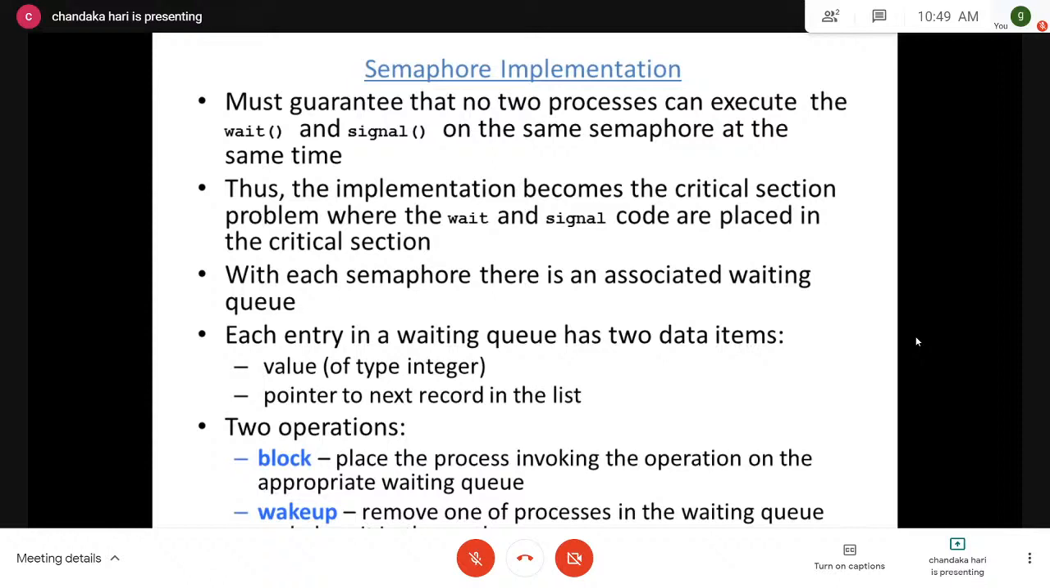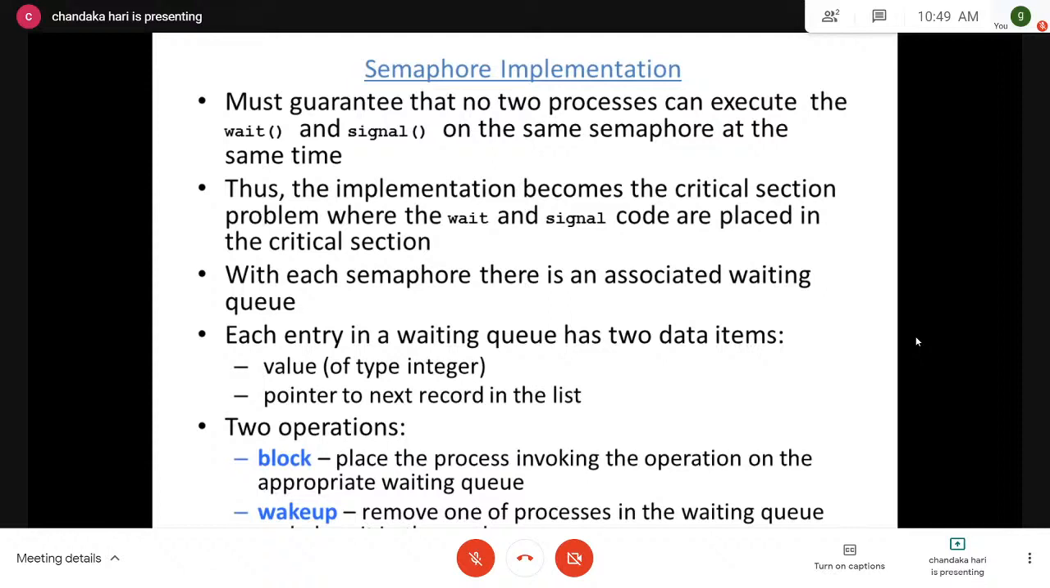In case any process is executing in its critical section, then no other process is allowed to execute in its critical section. That implies the maximum number of processes that can enter the critical section is only one. So wait and signal functions cannot be executed at the same time. That implies wait and signal functions must be kept in the critical section.